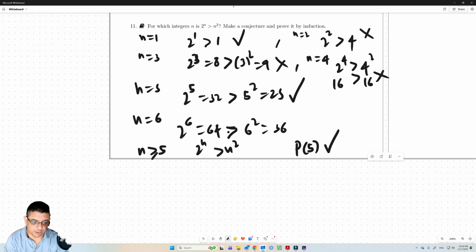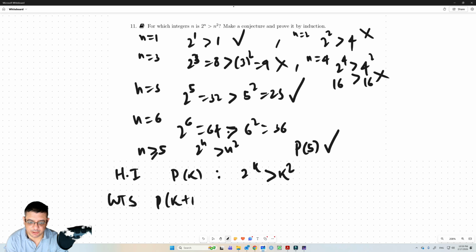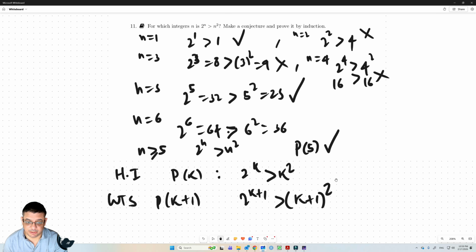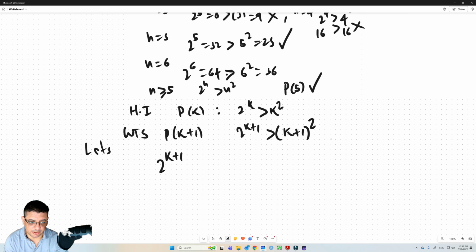So we're going to jump to the hypothesis of induction, which is P of k, which is essentially saying 2 to the k is bigger than k squared. Now we want to show P of k plus 1, which is 2 to the k plus 1 bigger than k plus 1 squared. So this might require a little bit of playing with the inequality. Let's show it. 2 to the k plus 1 can be seen as 2 times 2 to the k.